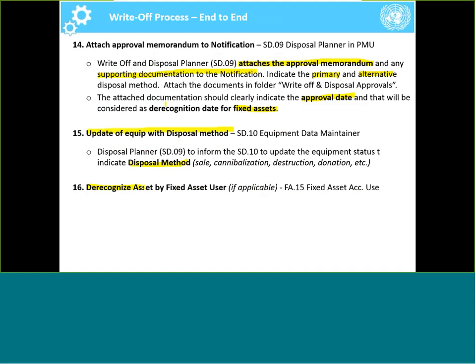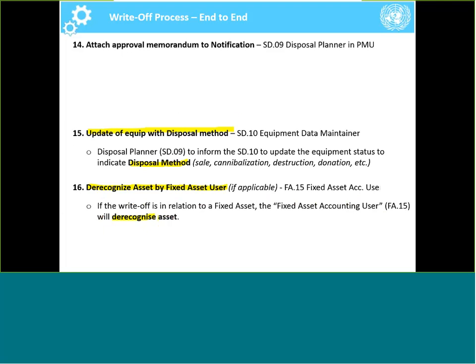If we are talking about a fixed asset, we should at this stage inform the fixed asset accounting user to de-recognize the fixed asset master record. We will talk more about fixed assets next week. But there is a specific job aid, and even your colleagues from the fixed asset unit were trained on the process to process the fixed asset recognition, and to write off a fixed asset from the financial point of view. The important thing is that the recognition date that they will use is the one that should appear in the documents attached to the notification.